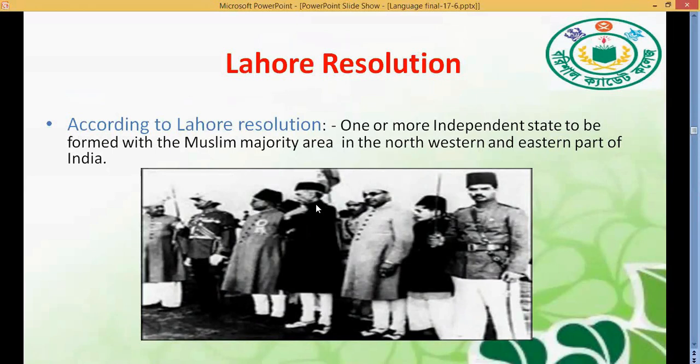But the change is that on 9th April 1946, at the Muslim League Legislative Council in Delhi, it was decided that there would be one state in place of one or more states. So it can be said that Pakistan was born not on the basis of the Lahore Resolution of 1940.